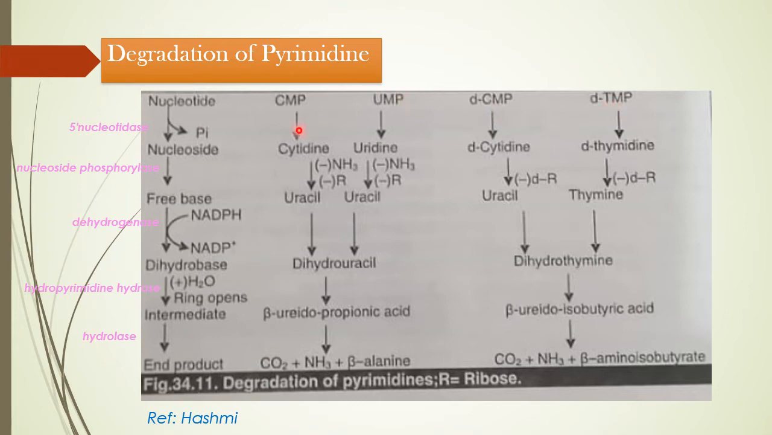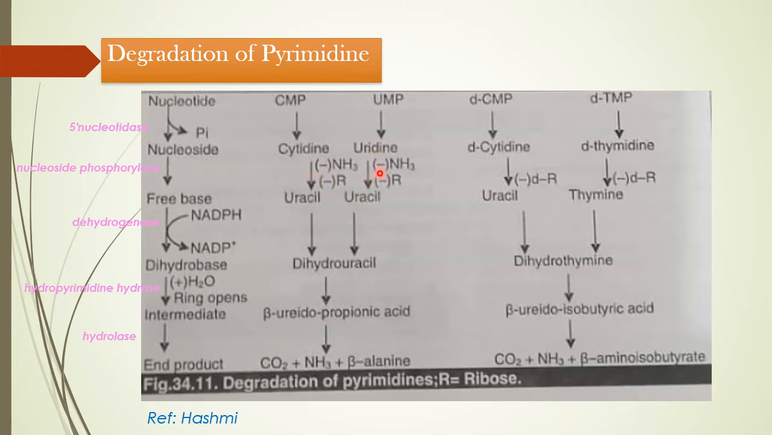Now in the first reaction, the nucleotides are converted into nucleosides with the release of inorganic phosphate, and the enzyme is nucleotidase. So from CMP you can get cytidine, UMP is converted to uridine, dCMP is converted into deoxycytidine and dTMP is converted into deoxythymidine. In the next reaction, there is the activity of phosphorylase enzyme and the nucleoside is converted into its free base. From cytidine you can get uracil and again you can get uracil from uridine.